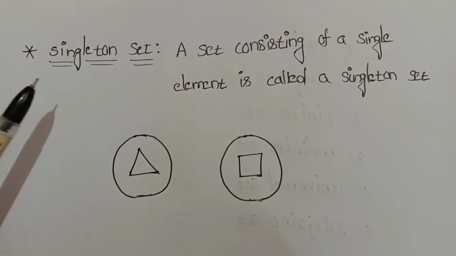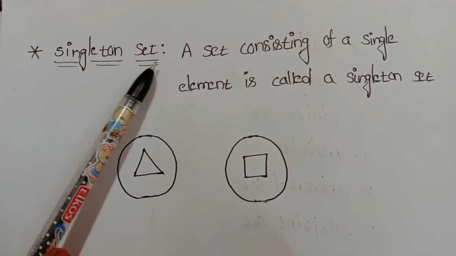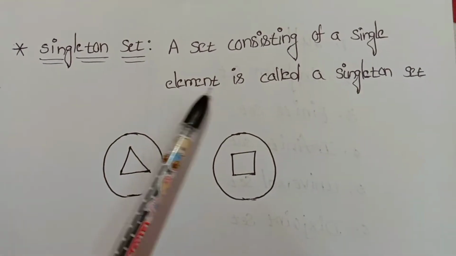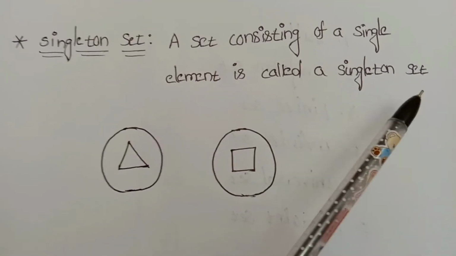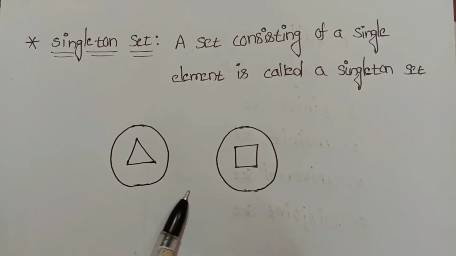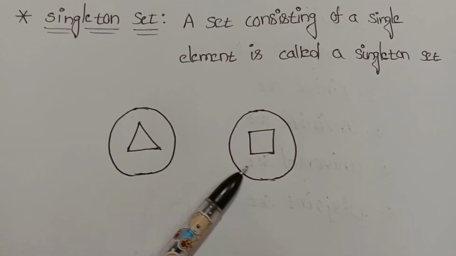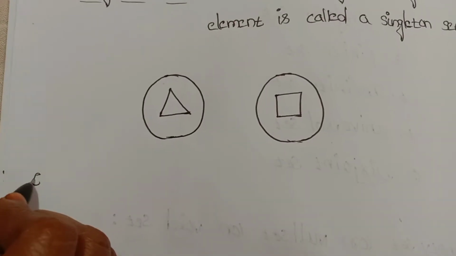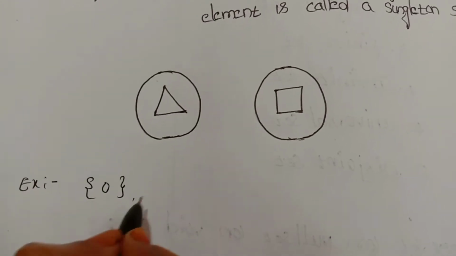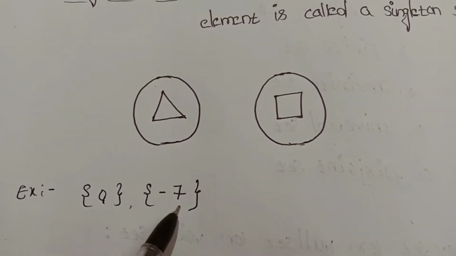Second type of set is singleton set. Definition of singleton set: a set consisting of a single element is called a singleton set. This circle is a singleton set because it contains only one element. Examples of singleton sets are {0} and {-7}.